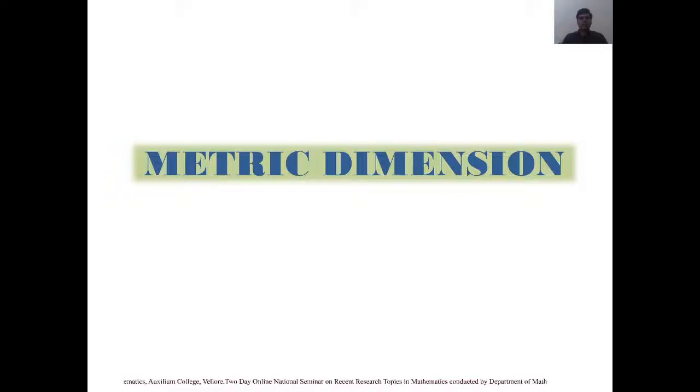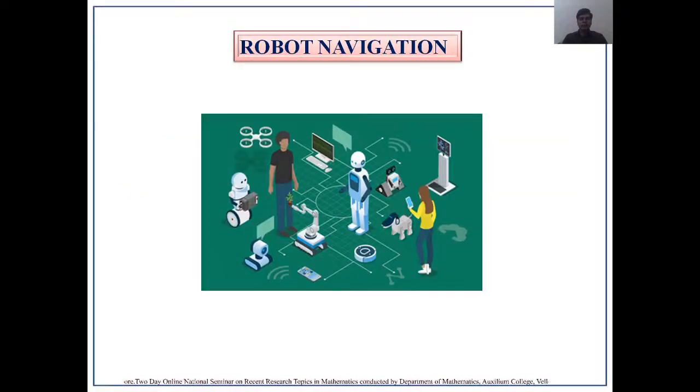Now let's discuss metric dimension. Let me begin by explaining the application part of it, about robot navigation. Consider a robot which moves in a graph space, that is, moving from a vertex to a vertex.